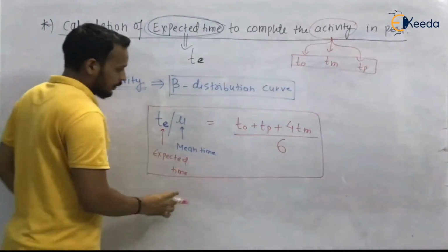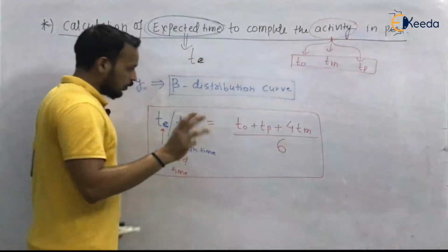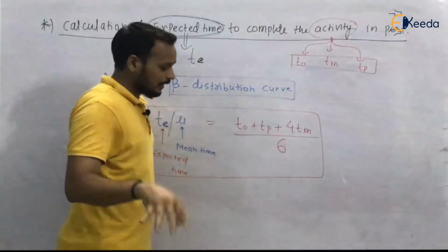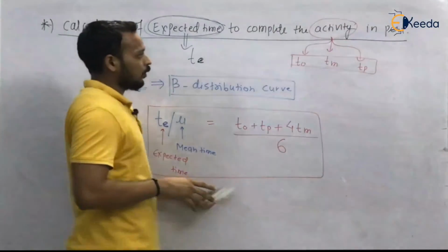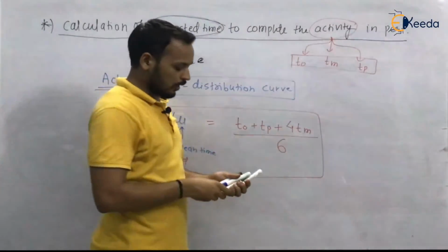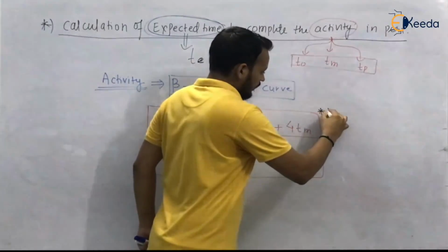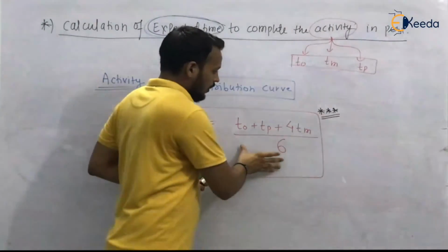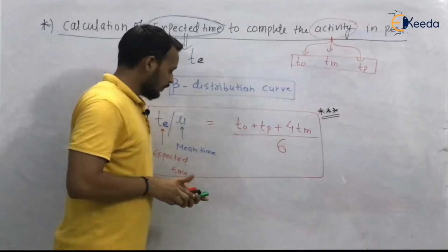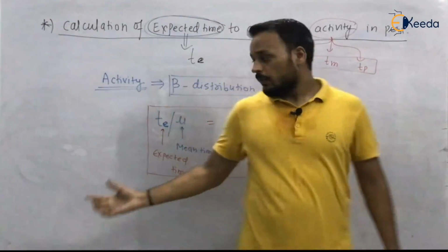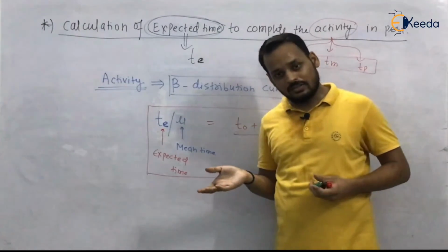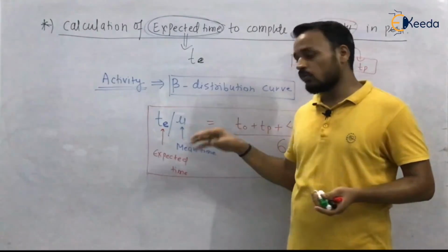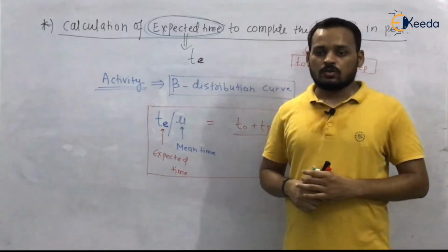This formula finds the expected time to complete the activity. If you are given the optimistic, pessimistic and most likely times and asked to find the expected time, you just apply this formula, and it is very important. In the next lecture I will tell you where we got this formula from. For now, just remember it, because in the examination you have to apply it directly to get the result. Okay, thank you.